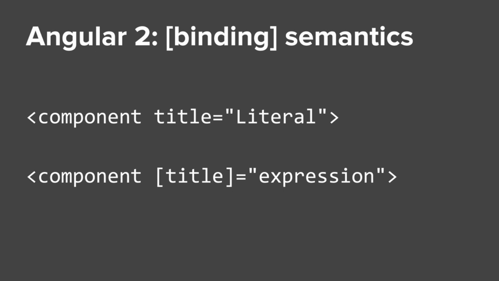In Angular 2, you bind to properties, not attributes. So the only way to talk to DOM elements when you have markup is attributes. So you have this attribute called title. And in Angular 2, you use these square brackets, which is valid HTML, by the way, but it's kind of ugly.